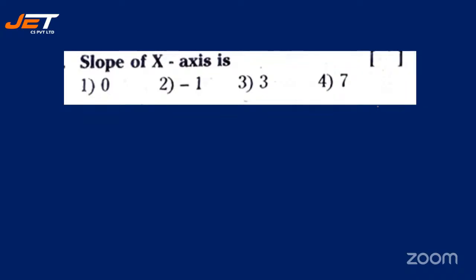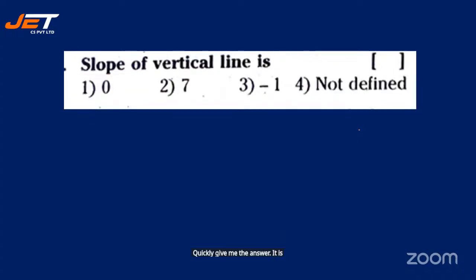The slope of x-axis is dash. Quickly give me the answer. It is 0. Right. The slope of vertical line is dash. Four options are given: 0, 7, -1, infinity. What is the correct answer? Quickly give me the answer, students.